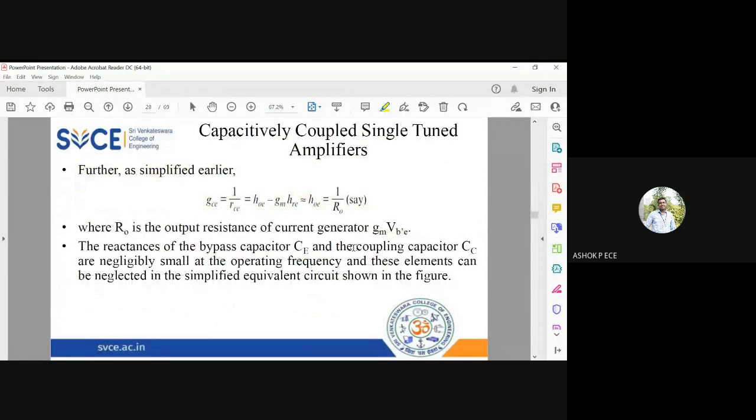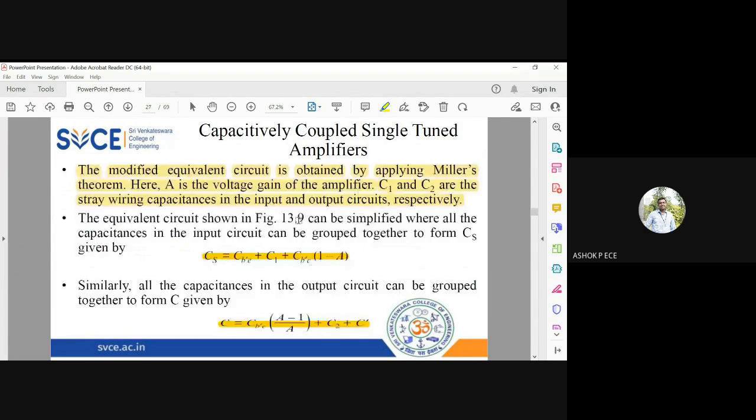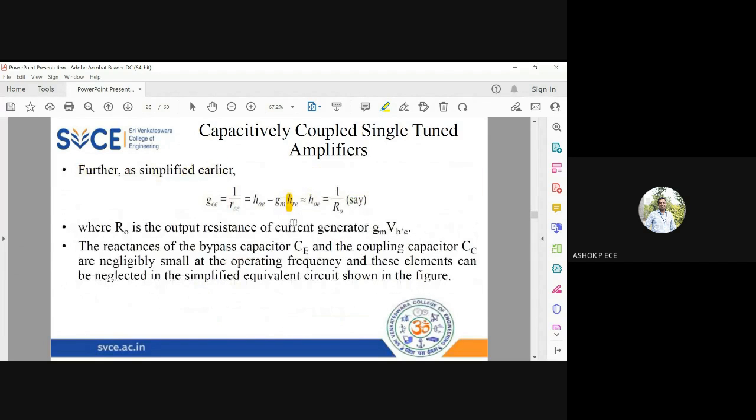Also, G C E is present at the output side. G C E is actually 1 by R C E, since conductance is 1 by resistance. And if you write that in terms of h parameters, it is h O E minus g m into h R E. h R E is 0, so it is approximately equal to h O E. And h O E, you know, is 1 by R naught. So hereafter, G C E will be represented as R naught. 1 by R naught means it is coming in shunt, but the magnitude will be equal to R naught.